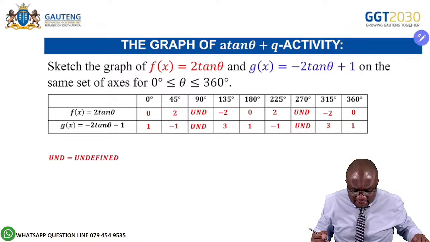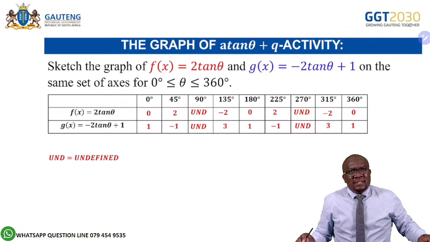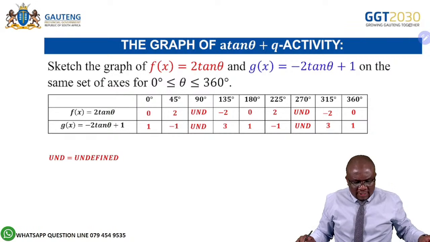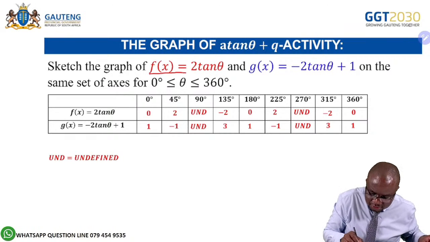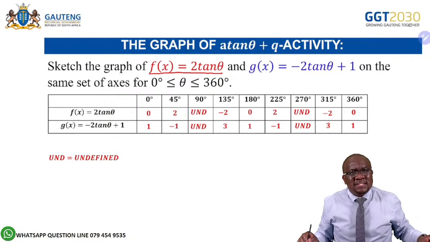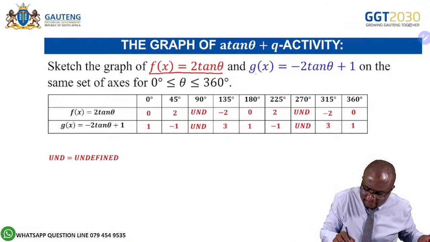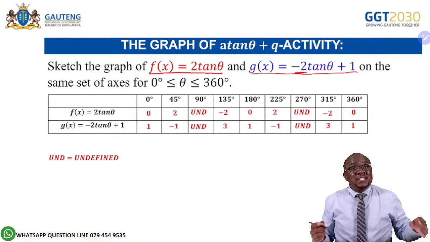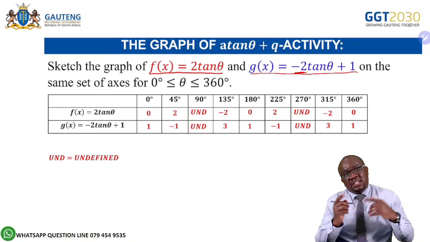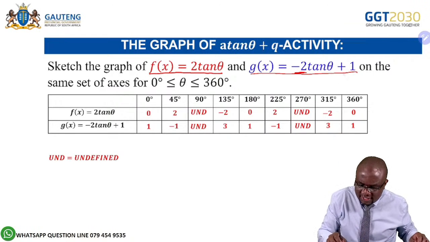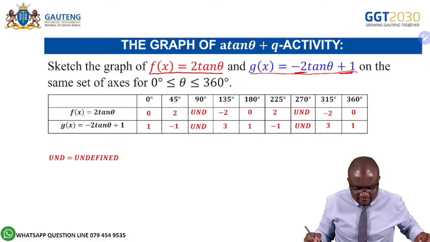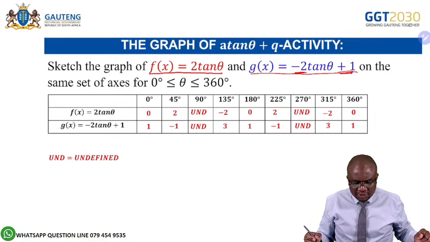Okay, right. Now, I want us to look at the effect of A. We have looked at the effect of Q. We are fine. Now let's look at the effect of A. Sketch the graph of f of x equals 2 tan theta. What is A in this case? It is 2. And then g of x here, what is A here? It is negative 2. We'll see the effect when it changes and becomes negative 2. And then the effect of Q, we have talked about that. That is vertical shift. On the same set of axes for the domain 0 degrees to 360 degrees.